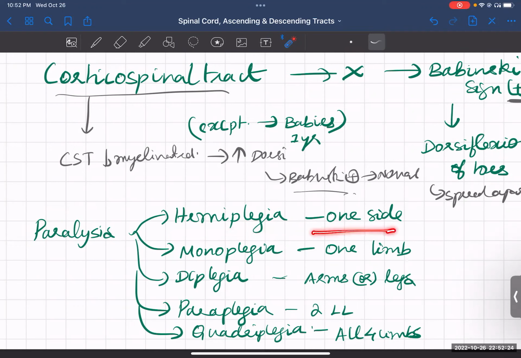Hemiplegia, one-sided paralysis. Your arm, your trunk, and your limb in one side is going to get paralyzed. Monoplegia is the paralysis of one limb. For example, your one arm or your one leg, one left leg or one right leg, anything. Diplegia is the paralysis of both of your arms or both of your legs separately. Paraplegia is the paralysis of both of your lower limbs. Finally, quadriplegia is the paralysis of all four limbs. So these are the 5 different types of paralysis that you should remember.